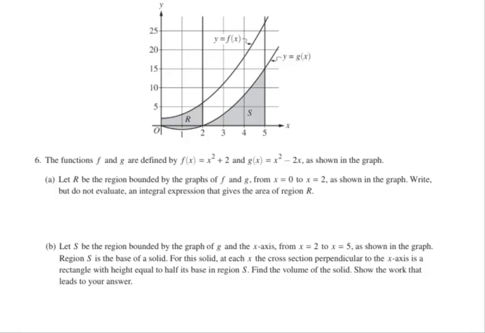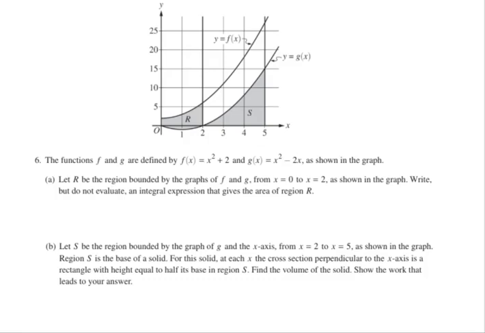So here we go. Number 6, the functions f and g are defined by f of x equals x squared plus 2 and g of x equals x squared minus 2x as shown in the graph. Let R be the region bounded by the graphs of f and g from 0 to 2 as shown in the graph. Write, but do not evaluate, an integral expression that gives the area of region R.